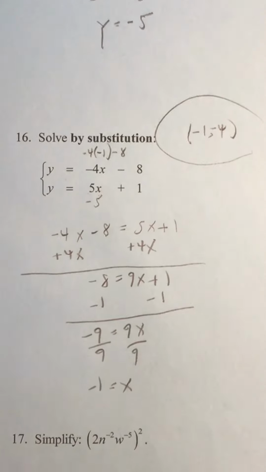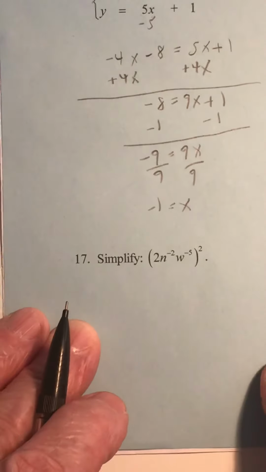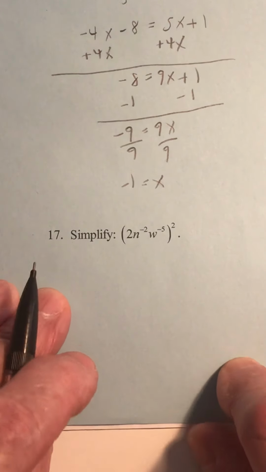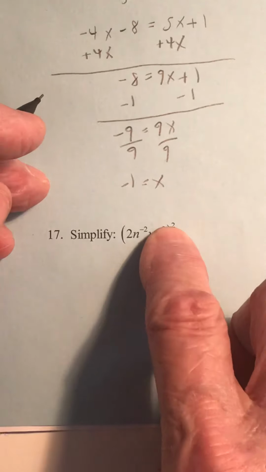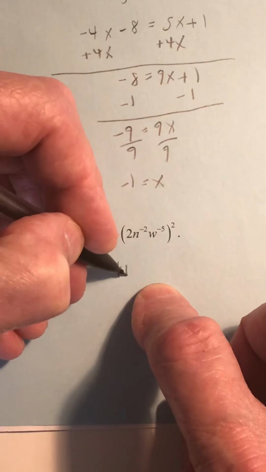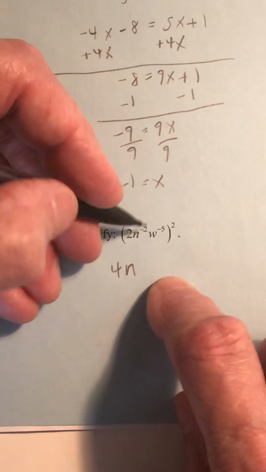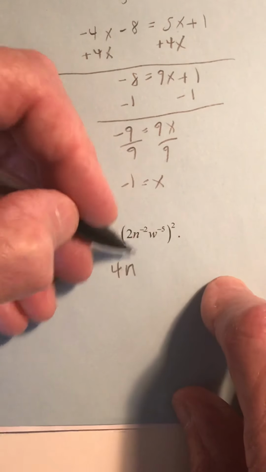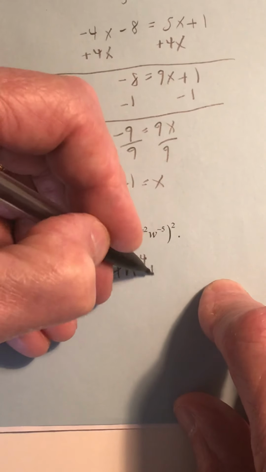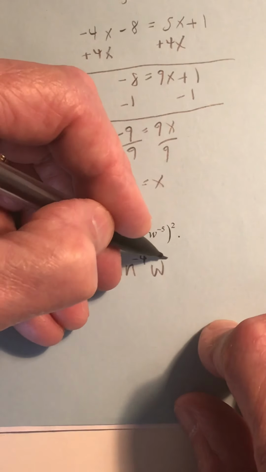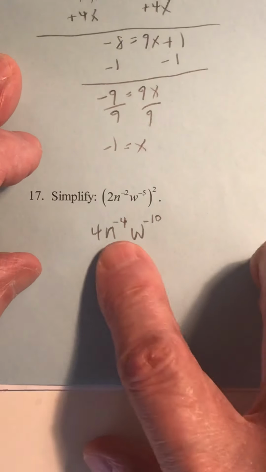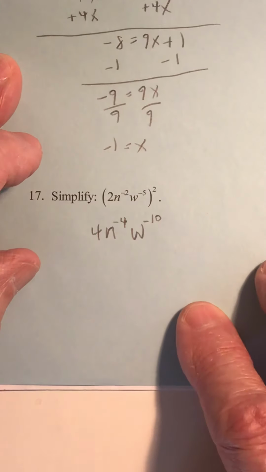And finally on page 4, simplify this means get rid of the parentheses and get rid of any negative exponents. Well, everything in here is to the second power. 2 to the second power is 4. And a variable to a power, we multiply powers. We get negative 4, and we get w to the negative 10. And we don't want to have any negative exponents.